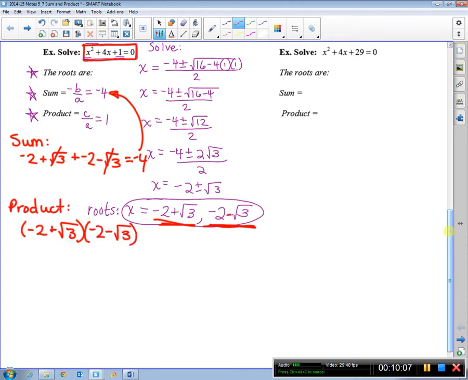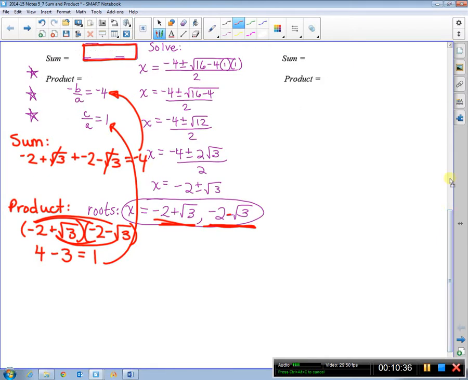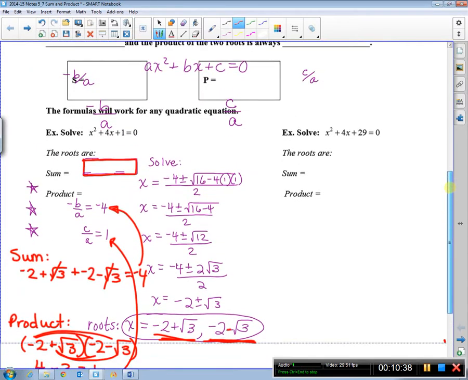That's a subtraction there. So I have FOIL. Negative 2 times negative 2 plus 2 radical 3 minus 2 radical 3. Notice they're conjugates, so they're dropping out. Minus 3. Radical 3 times radical 3 is 3. So I get my product as 1. Lo and behold, that's what I thought it would be. Isn't this cool? It's totally cool. Totally cool. Let's do the next one.